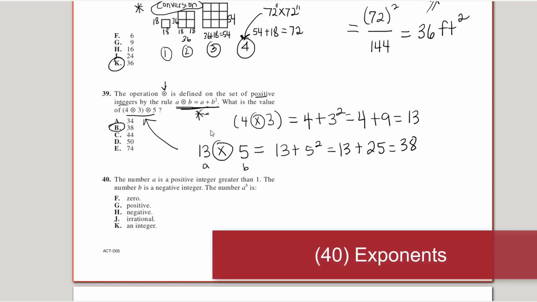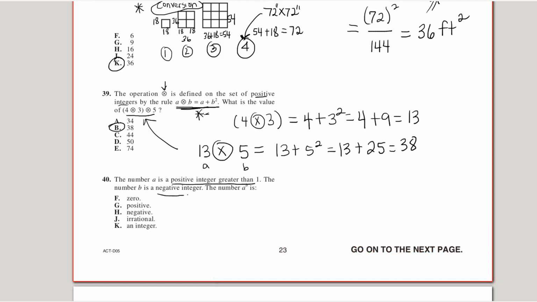Question 40 says the number A is a positive integer greater than 1, and the number B is a negative integer. What is the number A to the B power? So we've got to look at these different options that we have that our result could be, but let's look at how we've defined A and B again. So A is a positive integer greater than 1.